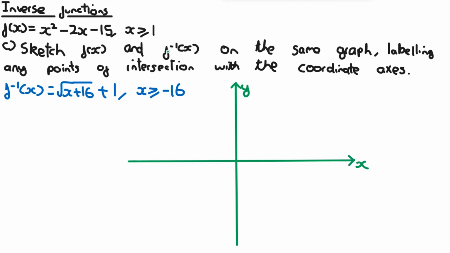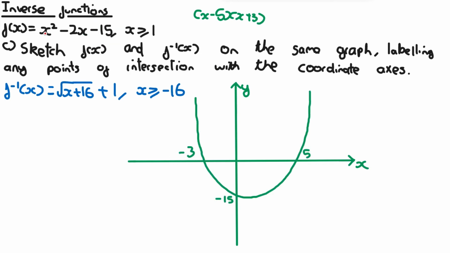So the technique for this is just to sketch this first, f(x), which is a quadratic, and it can be factorized to (x - 5)(x + 3), so therefore it has its roots at 5 and -3, has a y-intercept of -15, and is a positive quadratic. So this is the graph of x² - 2x - 15, but is not the graph of f(x) because this is only in this domain here.